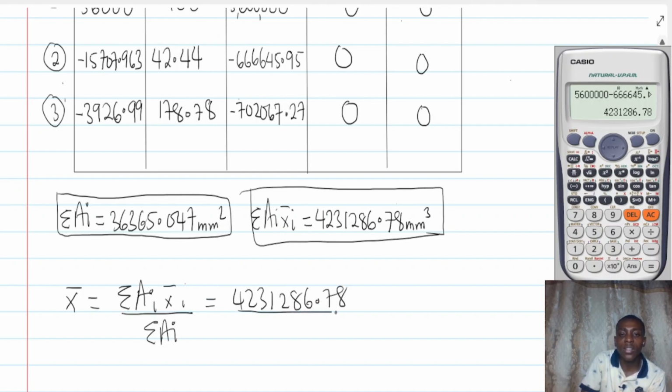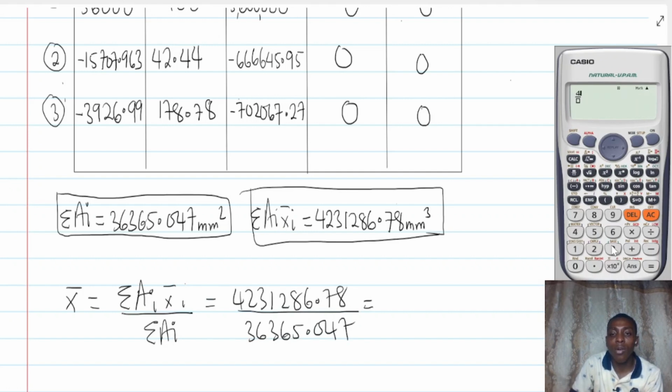4231286.78 divided by 36365.047. And what is the S bar? The S bar is going to be 4231286.78 divided by 36365.047. And this is going to give us 116.40.